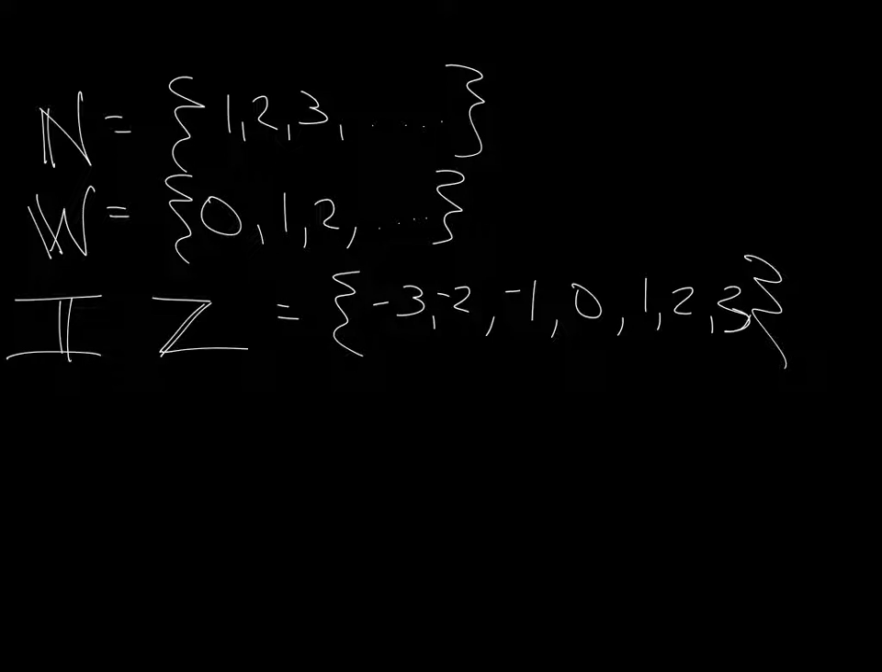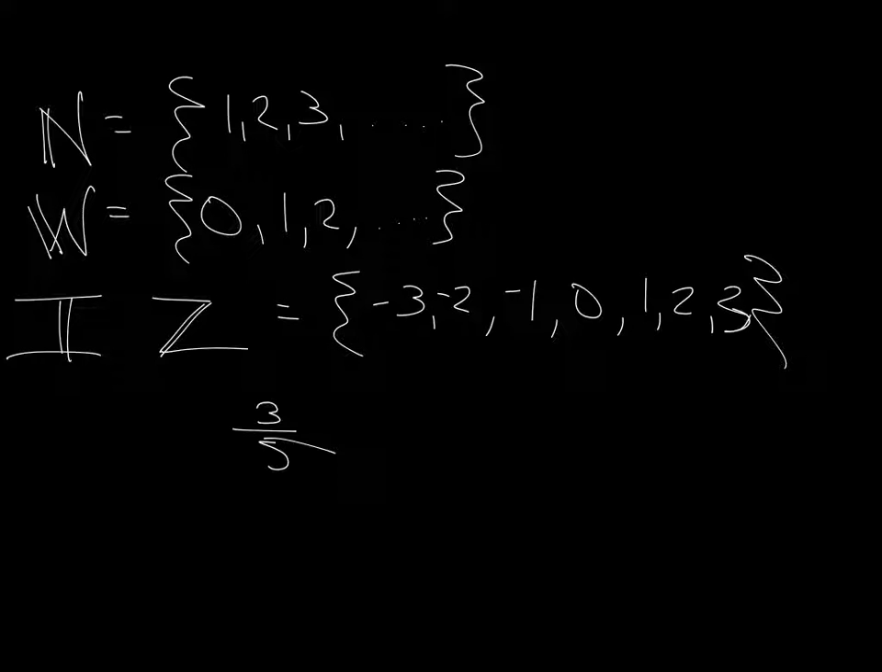Alright? Every real number is either a rational number or an irrational number. A rational number can be represented as a quotient or a fraction. So every rational number you can come up with can be written as a fraction. 3/5 is a rational number.